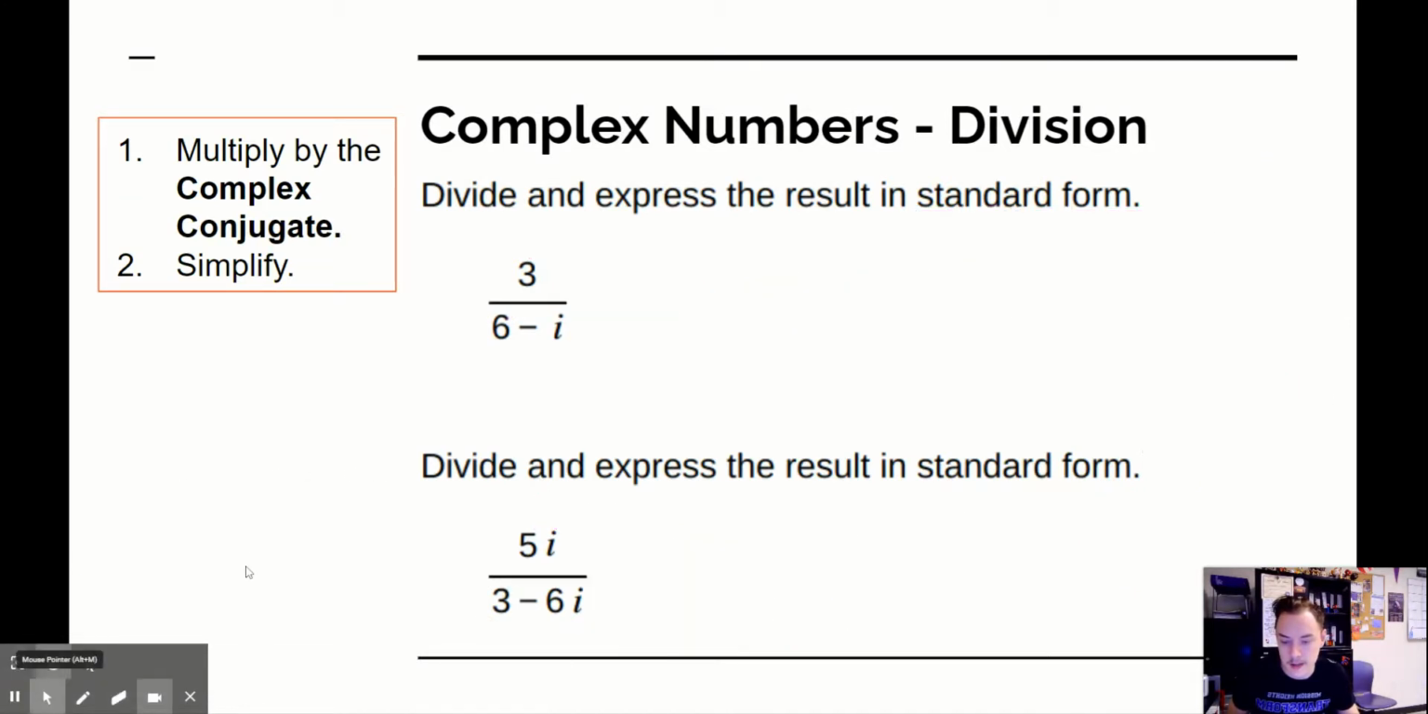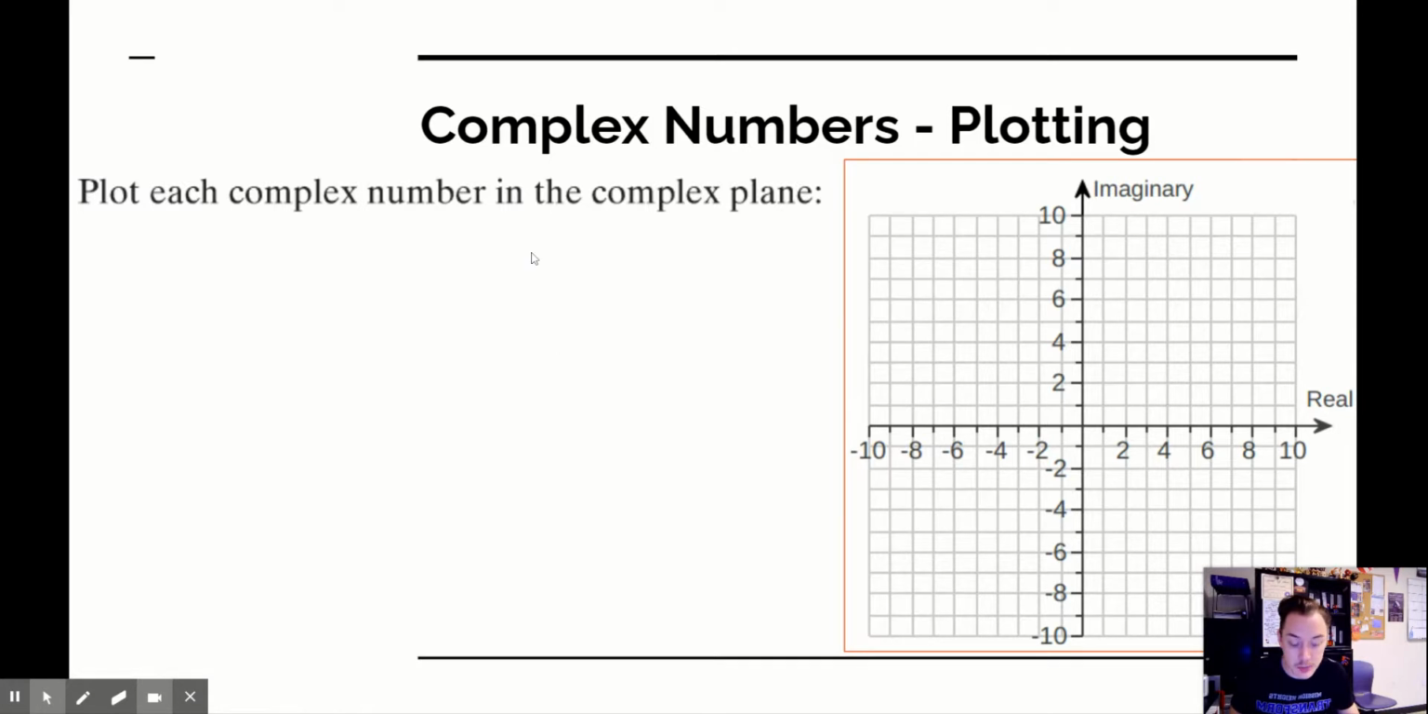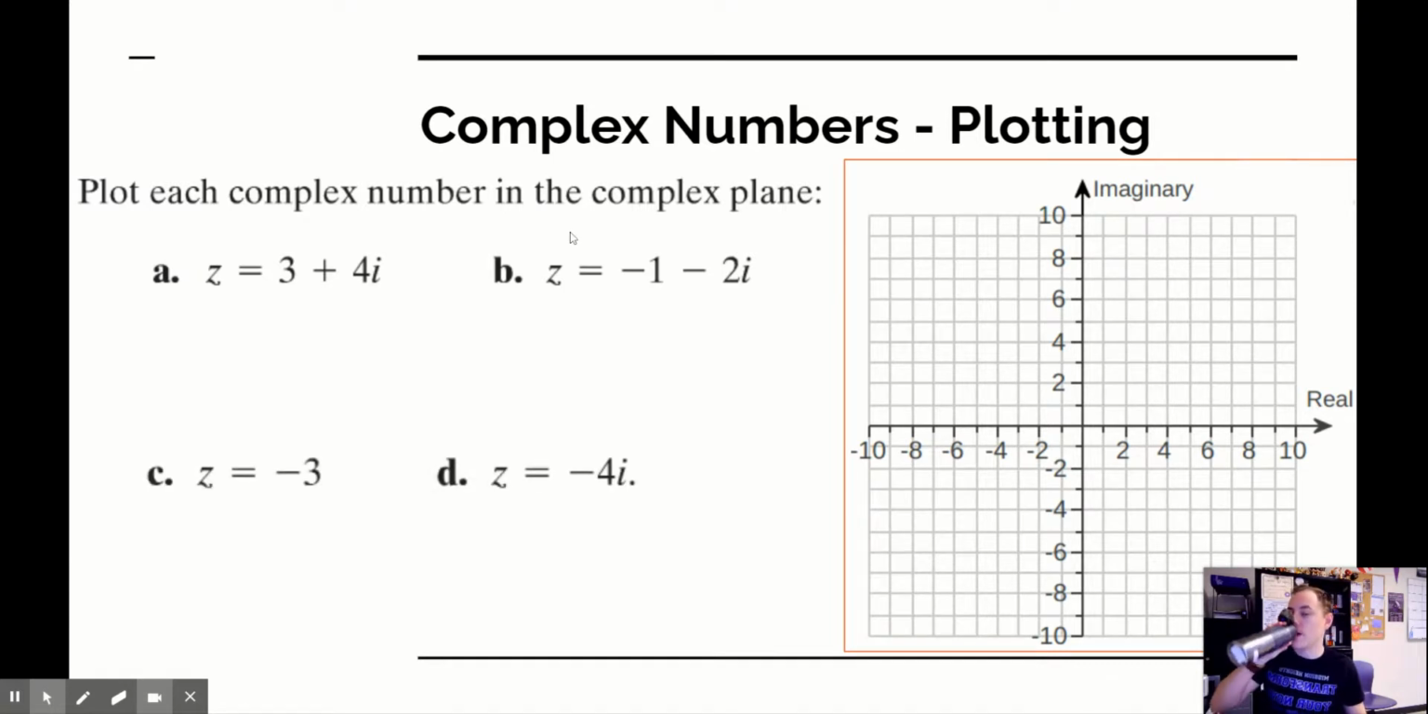All right, so now how do I plot? This is actually really easy. We have two more things that we need to do. Plotting, and then we're going to go through what we call the absolute value. So 3 more slides, we're done. 3 more slides, we're done. Okay, how do I plot? Well, I'm given these options.